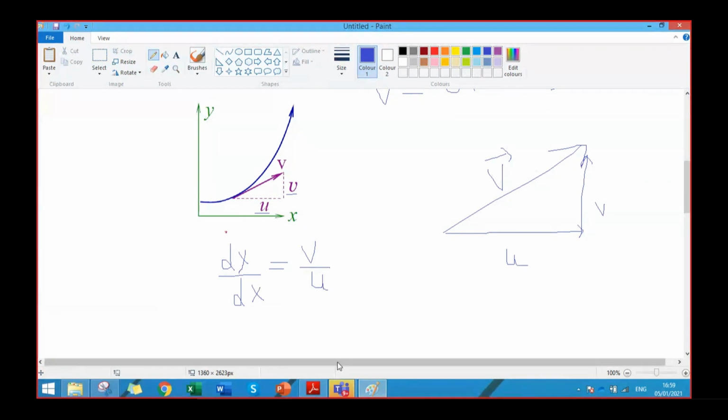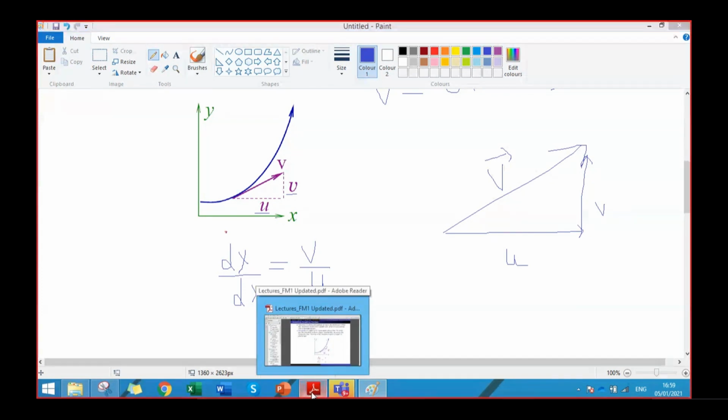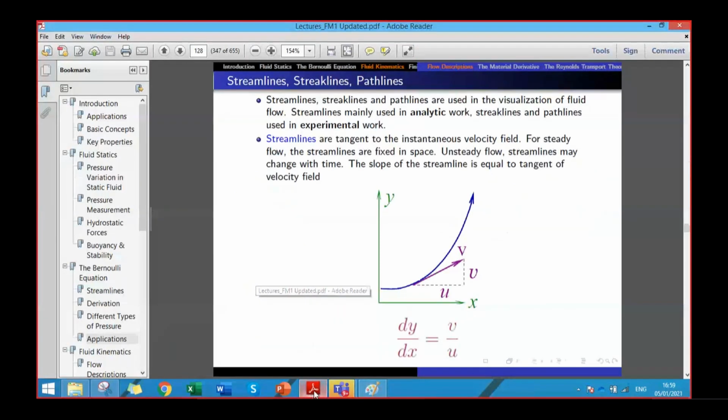So dy by dx is equivalent to v by u. The slope of the streamline is equal to the tangent of the velocity field. The tangent of the velocity field is dy by dx, which is basically v by u. Clear? So this is the relation of the streamlines.